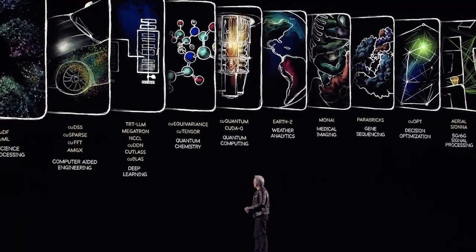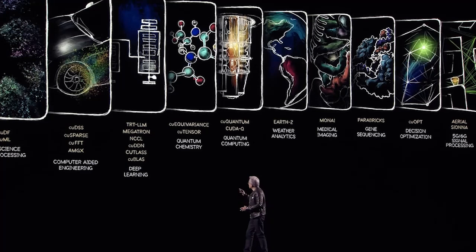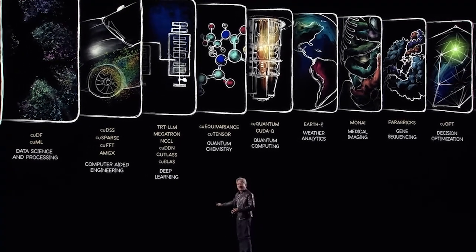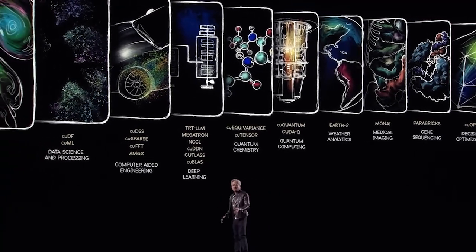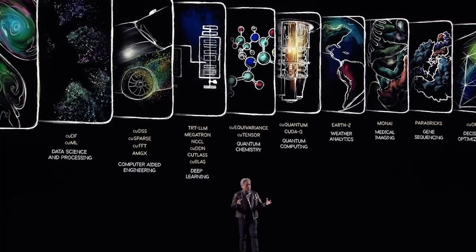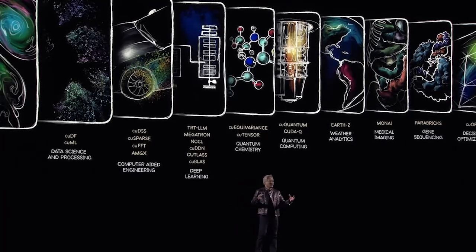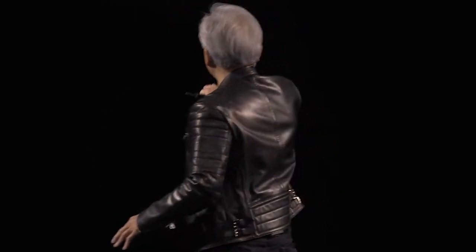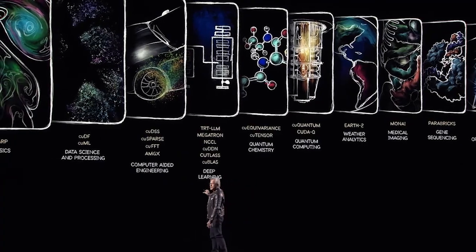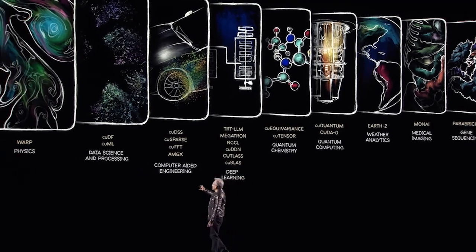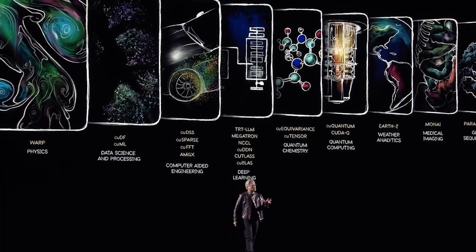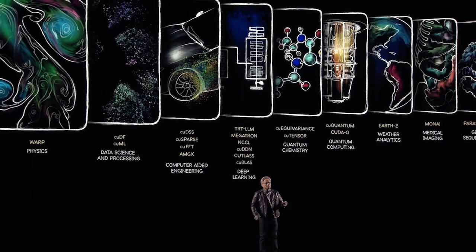cuEquivariance and cuTensor for tensor contraction and quantum chemistry. Of course, this stack is world famous. People think that there's one piece of software called CUDA, but in fact, on top of CUDA is a whole bunch of libraries that are integrated into all different parts of the ecosystem and software and infrastructure in order to make AI possible. I've got a new one here to announce today. cuDSS, our sparse solvers, really important for CAE.